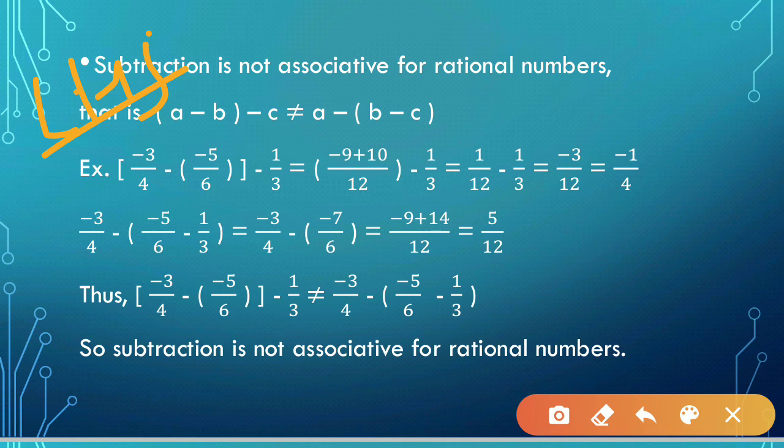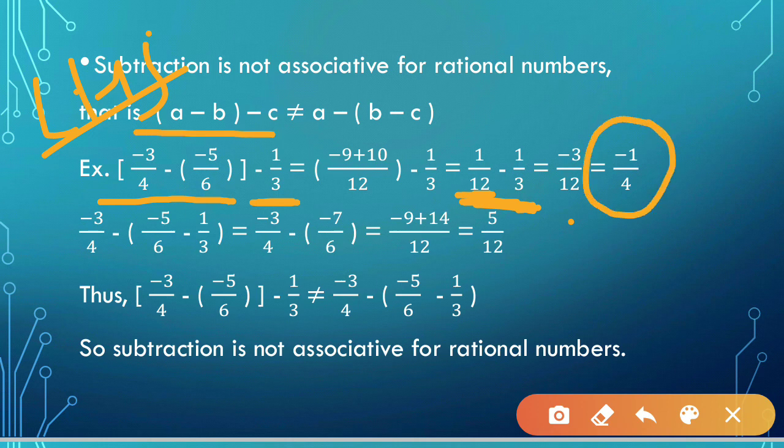So when you solve this bracket, you will get 1 by 2, and after that you have to subtract 1 by 3. When you subtract this, you have to take the LCM and you will get minus 1 by 4. That is, first you solve a minus b, and after that if you subtract c, 1 by 3, from it, you will get minus 1 by 4. This is the value of LHS.